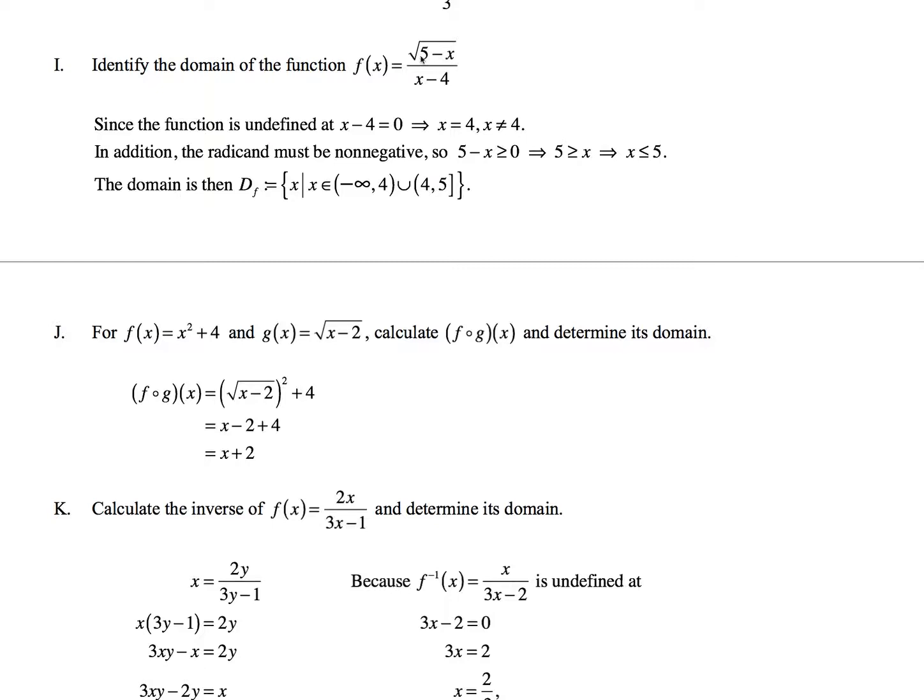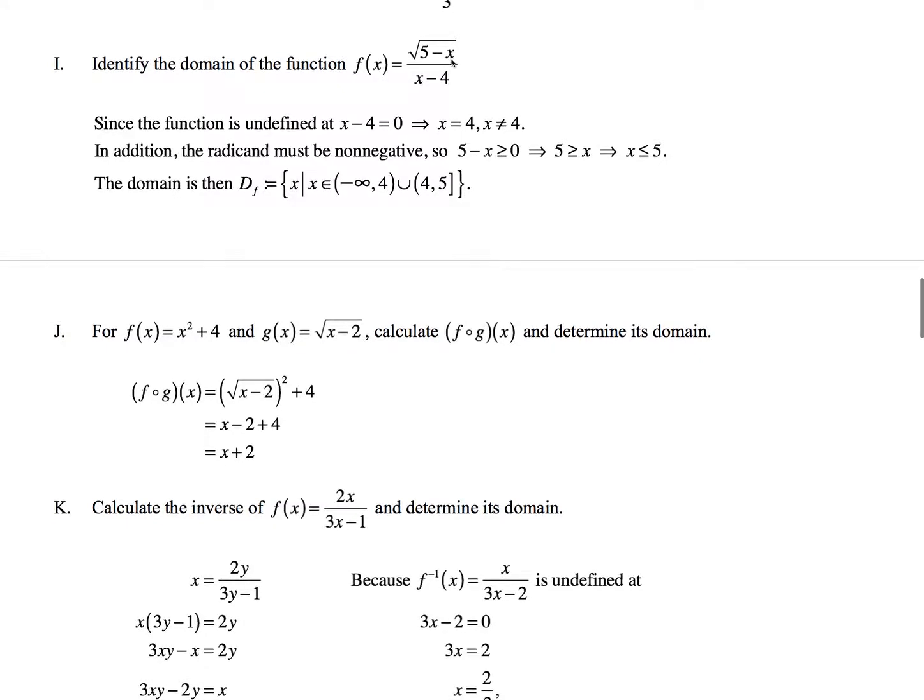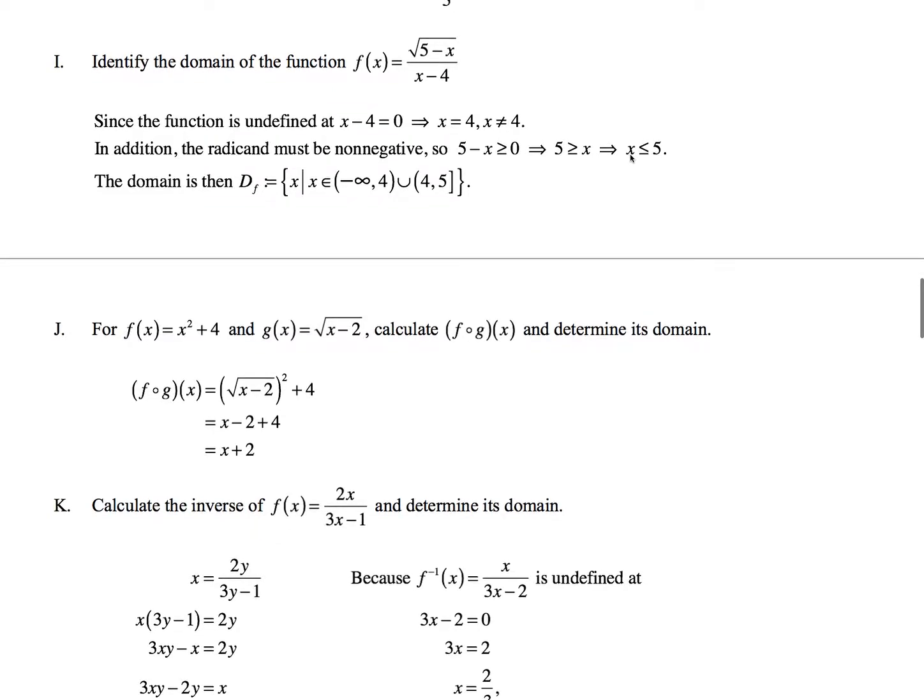But we also need to look at the radicand, what's underneath the radical. Because this is an even indexed radical, a square root, the radicand must be non-negative. It's in the numerator, so it can equal 0, but it cannot equal any negative number. So we set that radicand, 5 minus x, greater than or equal to 0, and solve for x. We add x to both sides, and because the standard is to have the variable on the left side of an inequality, we conclude that x is less than or equal to 5.